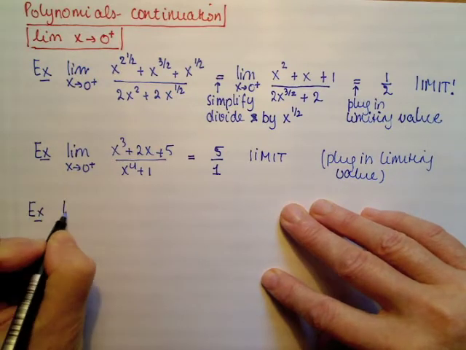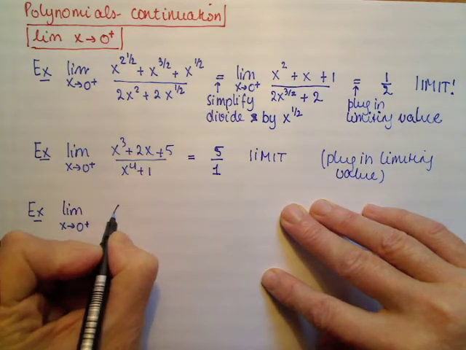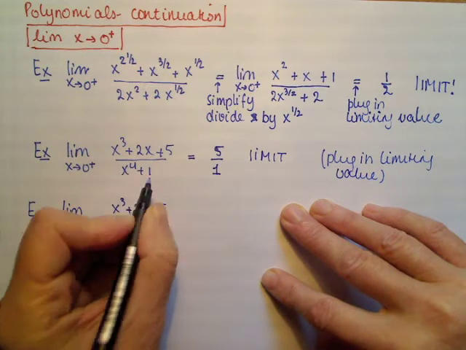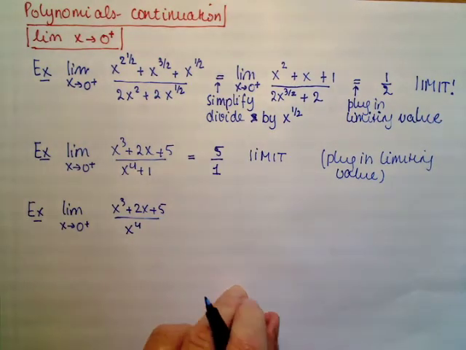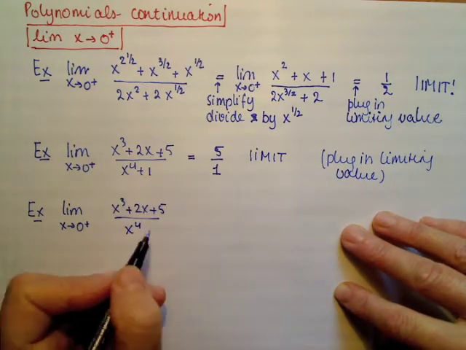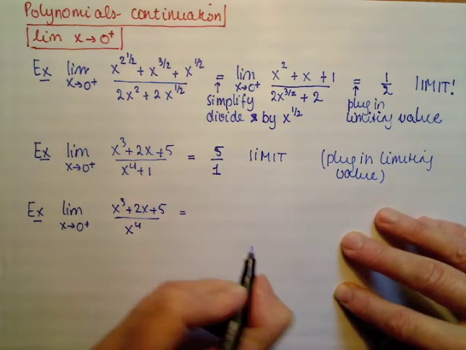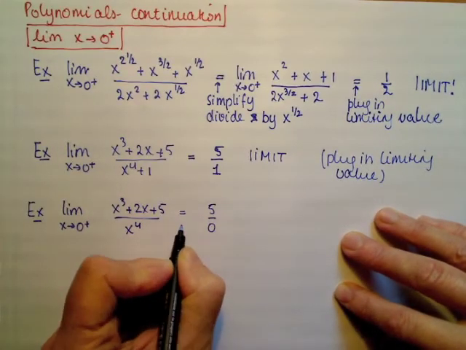The third example has the same structure as the second, but a little bit different. We skip this 1 in the denominator. We write x to the power 4. And if we look at it, we cannot simplify. So we plug in the limiting value directly, and what we get is 5/0.